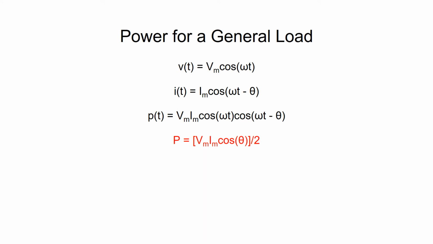We define capital P to mean the average power or real power, which is V sub m I sub m cosine theta all over 2. Notice that when theta is equal to 0, as it does for a purely resistive load, the cosine of 0 is equal to 1, and the real power is V sub m I sub m over 2.